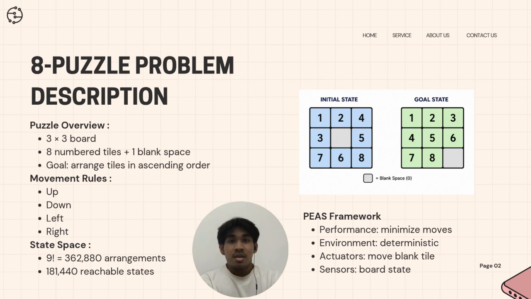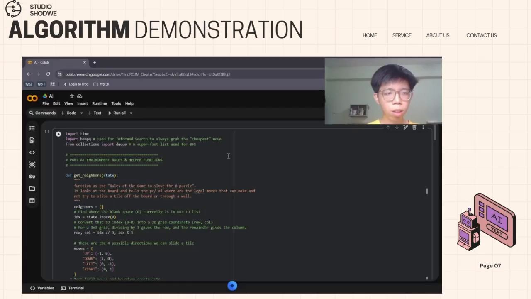Finally, the initial state used in this project is 1, 2, 4, 3, blank space, 5, and 6, 7, 8, while the goal state is 1, 2, 3, 4, 5, 6 and 7, 8 and blank space. Each movement has a uniform path cost of 1, and that's all for the problem description section. Thank you.